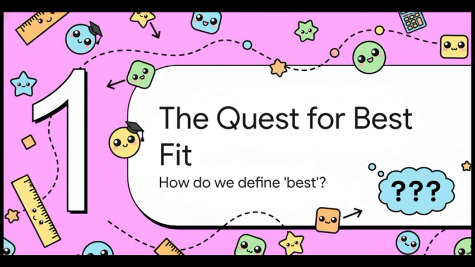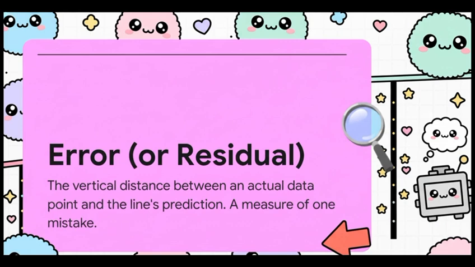We've got a bunch of data points, right? And our goal is to draw one straight line that slices through them as accurately as it can. But accurately is kind of a vague human word. For a machine to get it, we need a really precise mathematical way to score the goodness of any line it draws. We start by measuring just one mistake at a time.